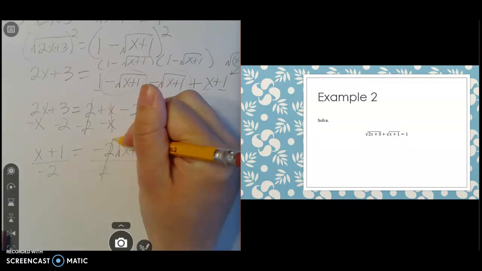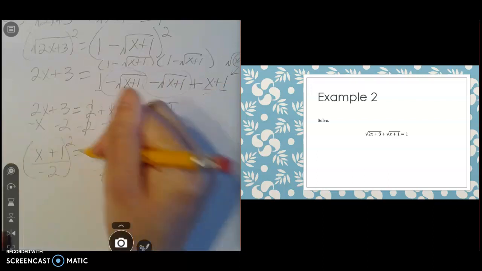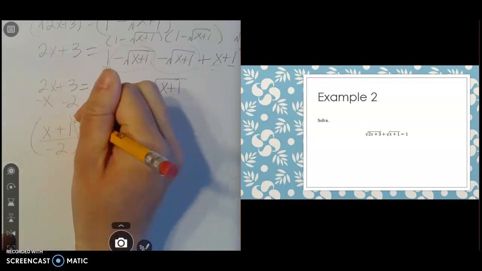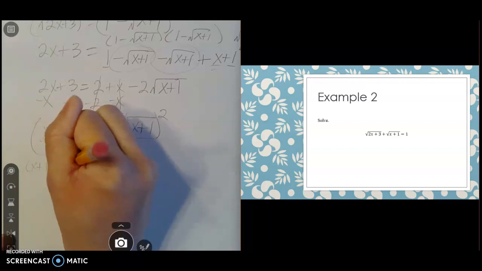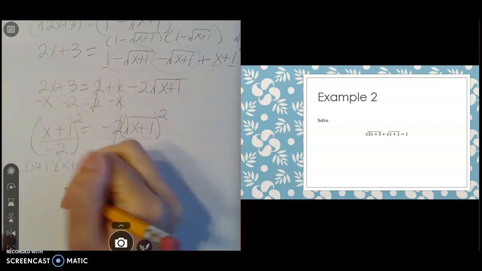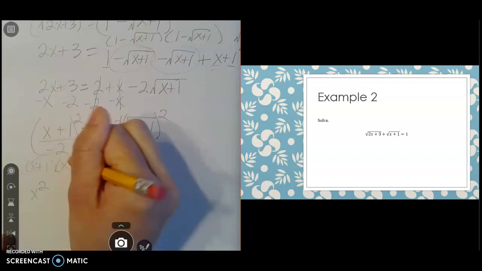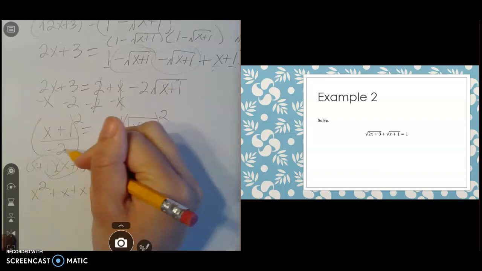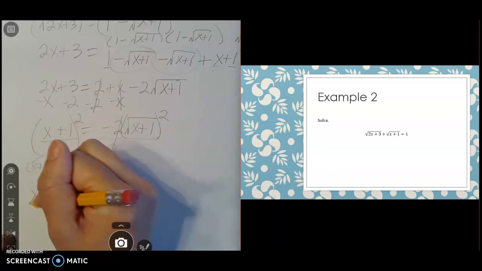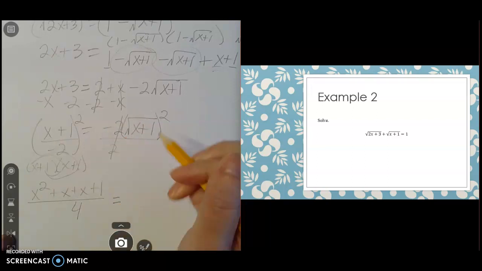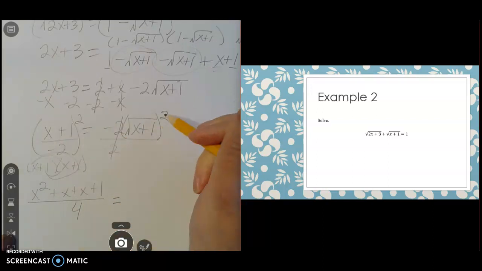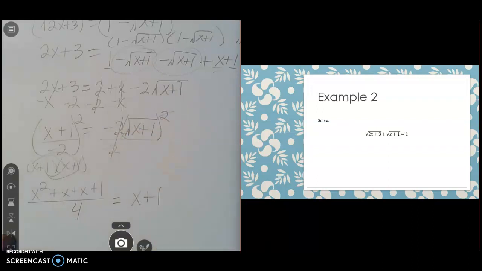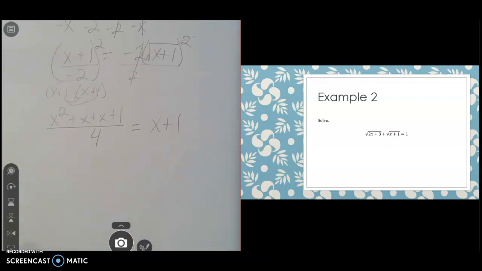So the opposite of square rooting is squaring, so I'm going to go ahead and square both sides. When I square this side, keep in mind that x plus 1 squared, that's x plus 1 times x plus 1, okay? So that would be x squared plus x plus 1. I also need to square my negative 2. Negative 2 times negative 2 is a positive 4. On the other side, this one's a little more straightforward because the squaring and the square rooting undo each other, and you're just left with x plus 1. At this point, we finally got rid of all the radicals. Hooray!